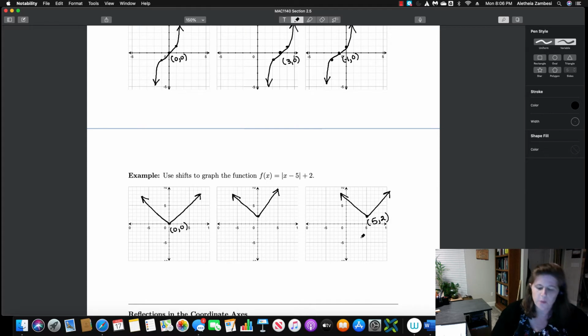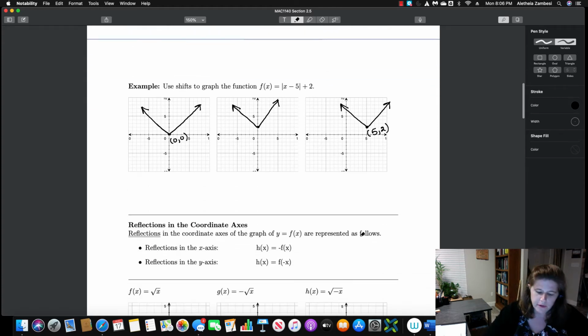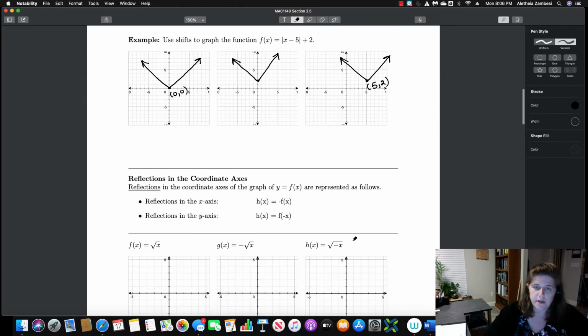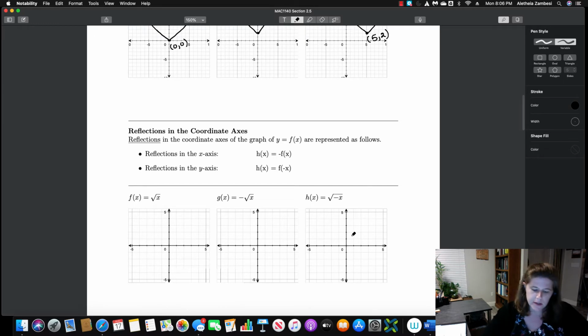And still opens and is shaped like the absolute value function. We do have other types of transformations that we need to go over. The next one is called reflections. So a reflection on the x-axis is when we make the whole function negative. Reflection on the x means that it's upside down. So we take a function, make the whole function negative, and it flips over the x-axis.